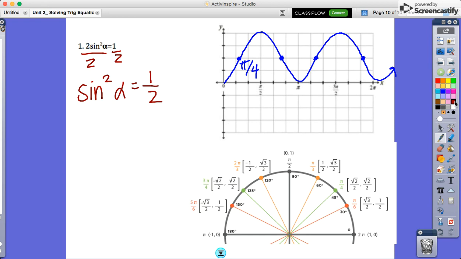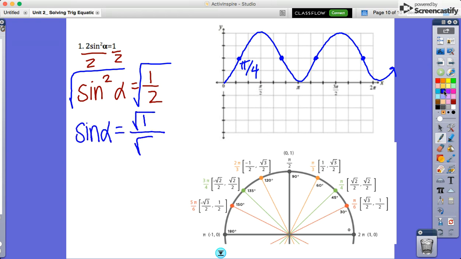Now how do I get rid of the squared? Inverse sine. I'm not going to inverse sine yet because I don't have sine by itself at this moment. So I'm going to square root. So I get sine alpha equals radical 1 over radical 2. What's my problem with this? You have a radical in the denominator.